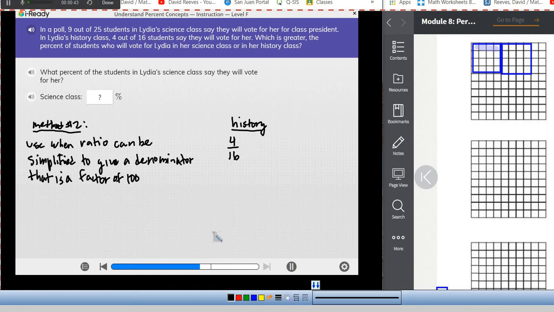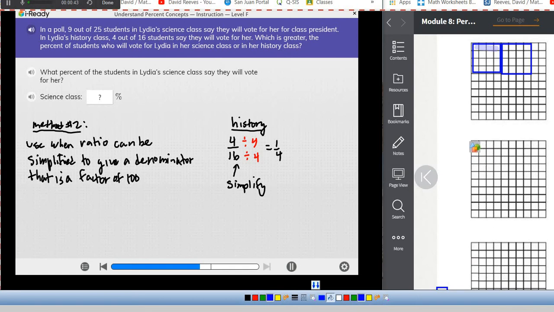But if we simplify that, how can we simplify it? By factoring out a common factor. I'm going to factor out 4. And what do I get? I get 1/4. That's good because 4 is a factor of 100.